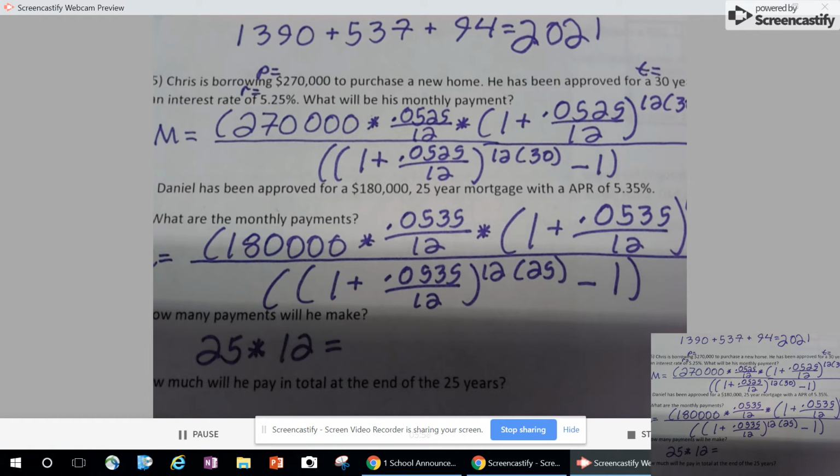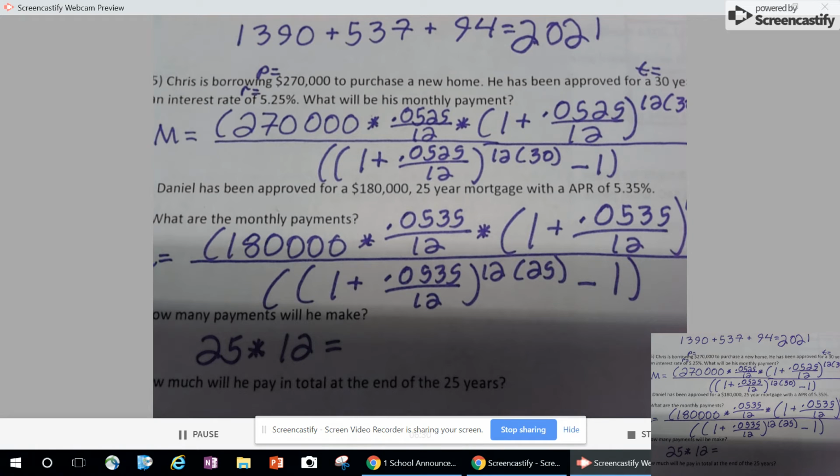Okay, parenthesis, and then we go to the bottom, and it's going to be parenthesis, 1 plus, the rate as a decimal, over 12. Okay, parenthesis, raised to the 12 times 30, which is 360. Scroll to the left, remember the minus 1 and parenthesis. Okay, so we have to make sure that we close it all out.